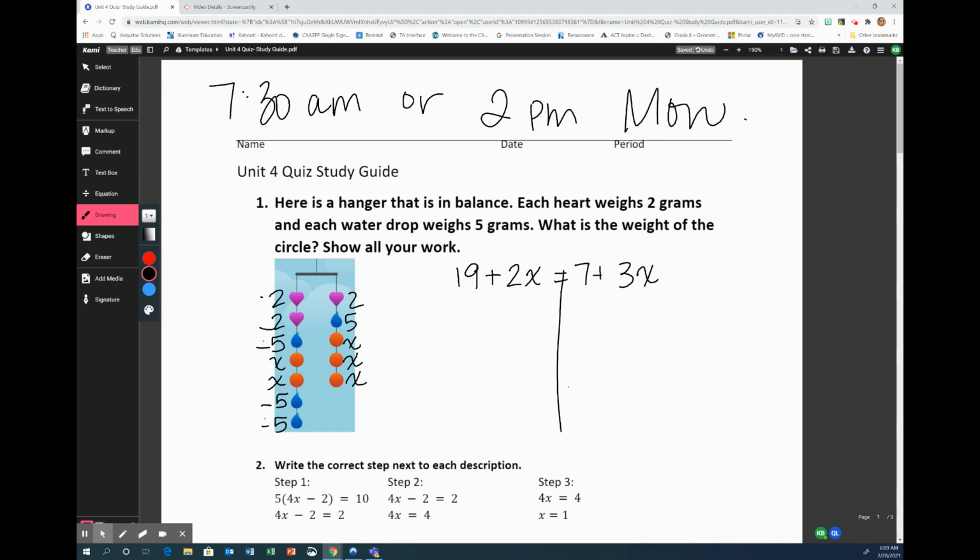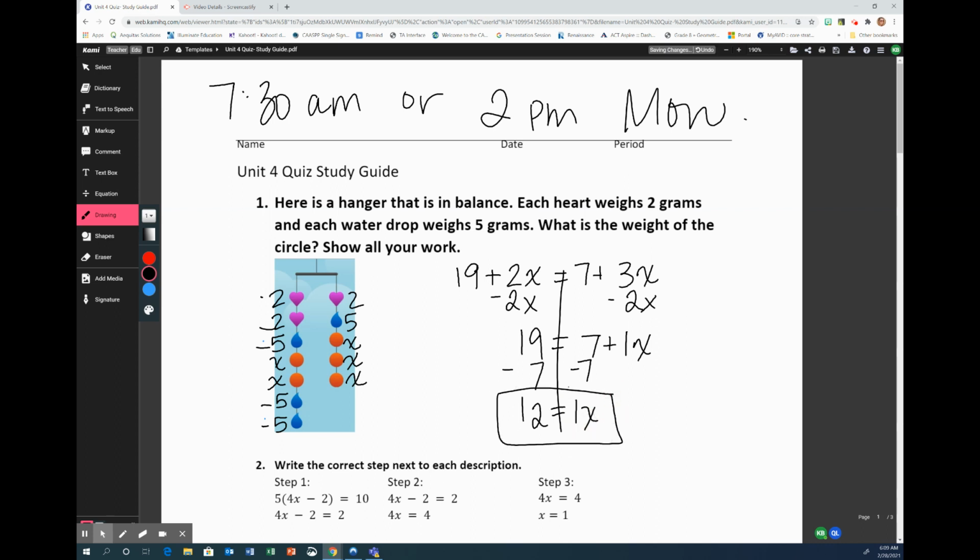All right, now I'm just going to solve this just like a regular equation. I want to get my variables on one side, and then I want to get rid of my numbers so they're on the other side. So my answer is 12.